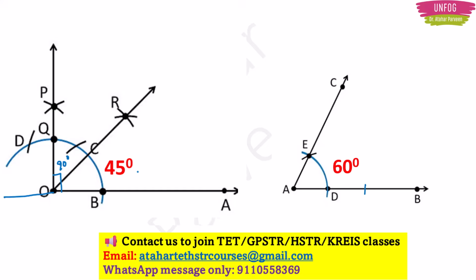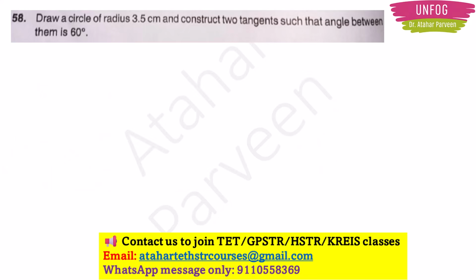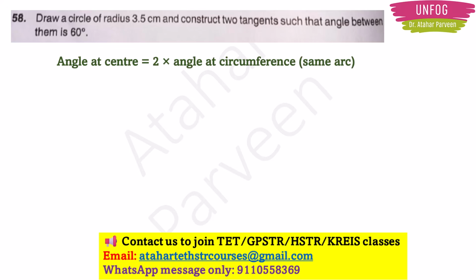Okay. Next, another construction question. So this is the last question for 2 marks. Draw a circle of radius 3.5 centimeter and construct two tangents such that the angle between them is 60 degree. So you have to construct two tangents such that the angle between them is 60 degree. At this point you should know this very important theorem which says that the angle at the center is equal to 2 times the angle at the circumference, right? If we talk about the same arc.